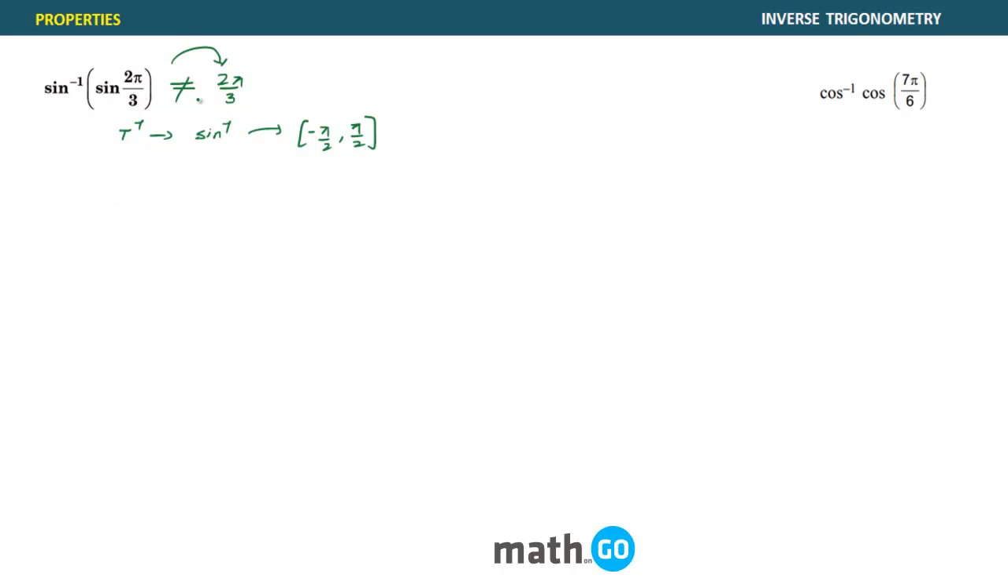So we need to first convert this into a principal value branch problem. How are you going to do this? It is sin inverse sin 2 pi by 3, right? What can you write for 2 pi by 3? Can you write pi minus pi by 3?